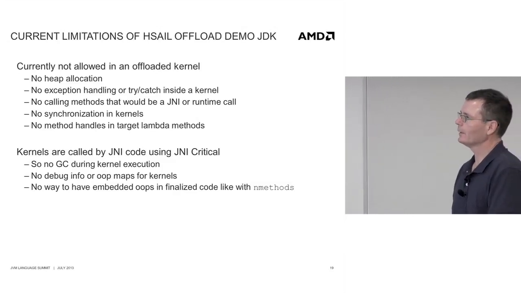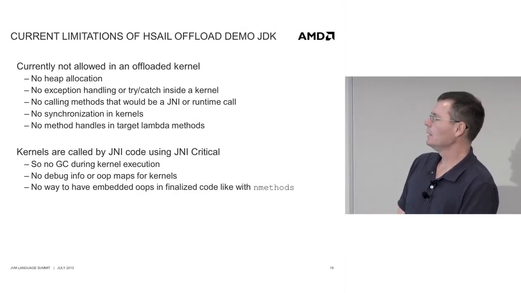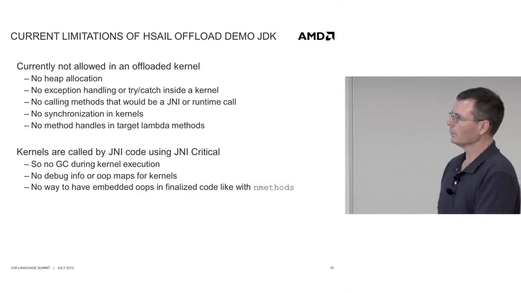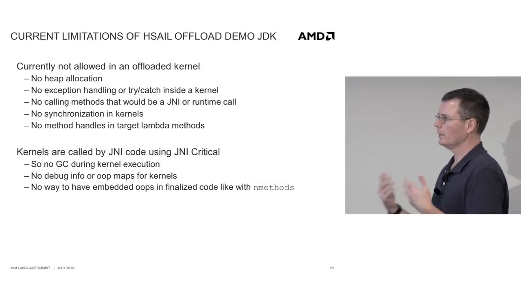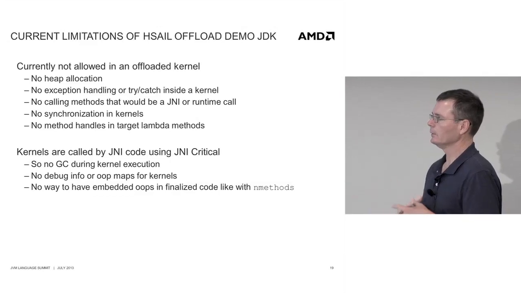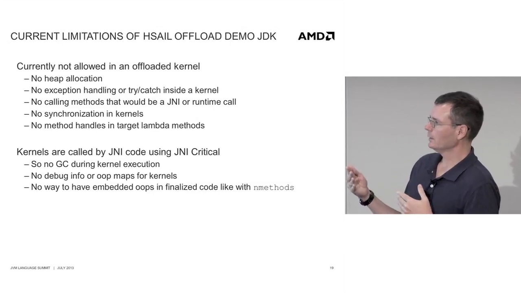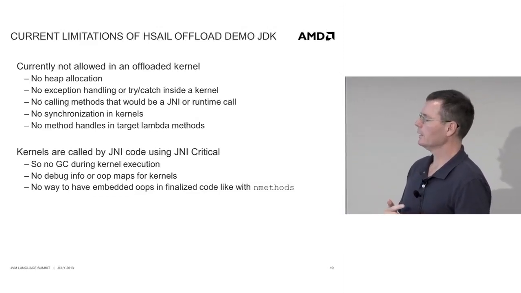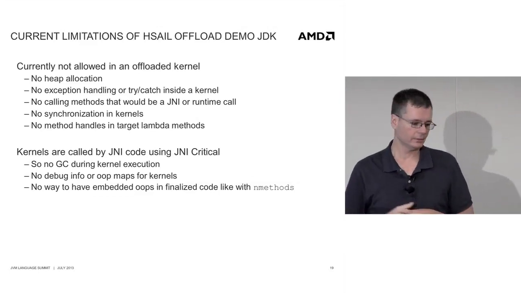We don't support having lambdas inside of the lambdas we're offloading. And as I said earlier, because the code gets finalized, and I think this is going to be true of any GPU offload platform, there's no way yet to have debug info or OOP maps, and so there are no embedded constants in the code. That has some ramifications on how you would do a GC, assuming that you could stop a kernel in the middle of executing, and there are no save points in this yet either. So you can't stop a kernel in the middle of executing and do a garbage collection. Well, even if we were not using JNI critical.